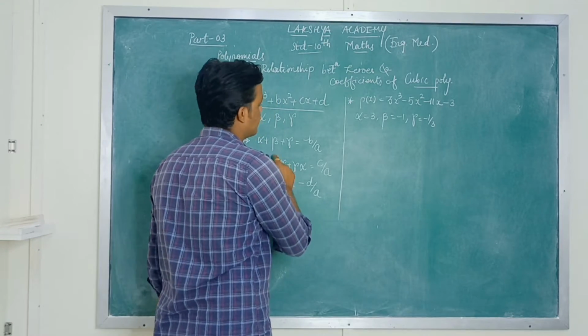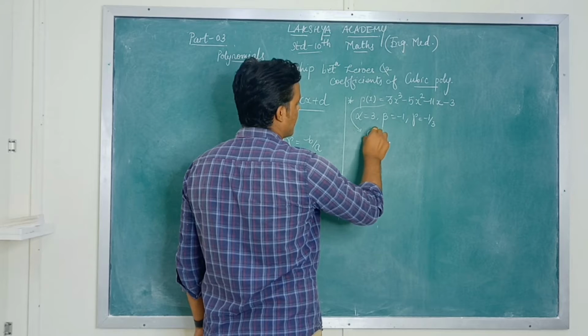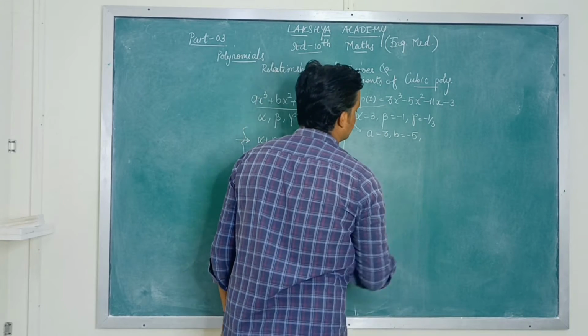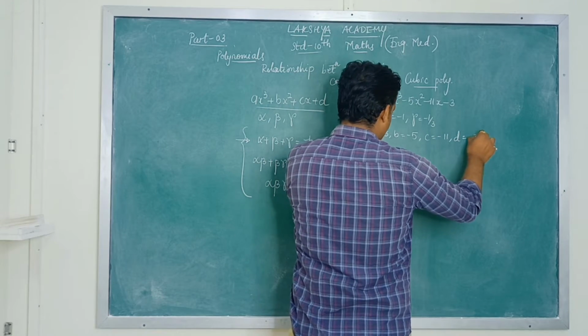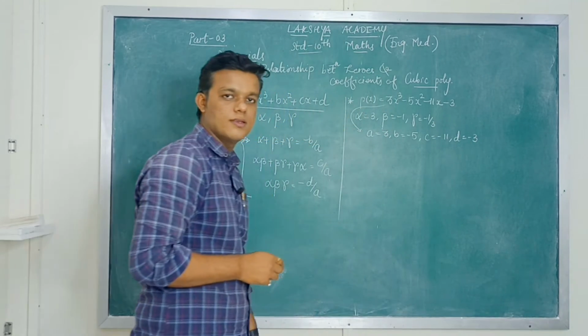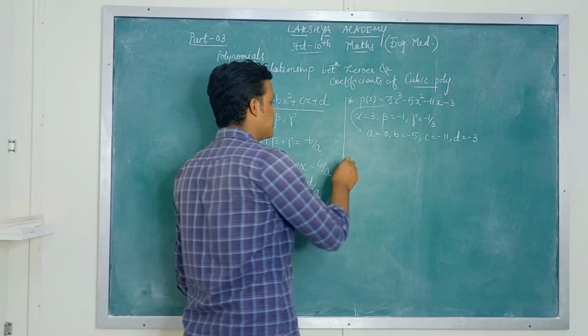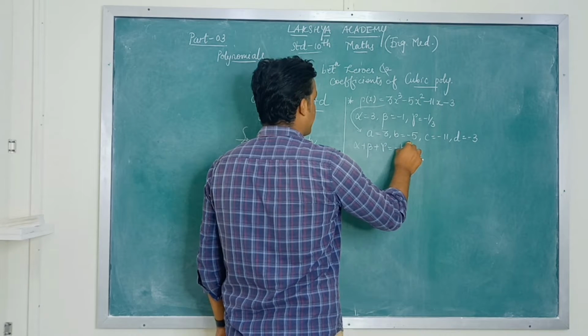First, let me identify a, b, c. a equals 3, b equals minus 5, c equals minus 11 and d equals minus 3. Okay. Now we will check the first relationship, which is alpha plus beta plus gamma equals minus b by a.